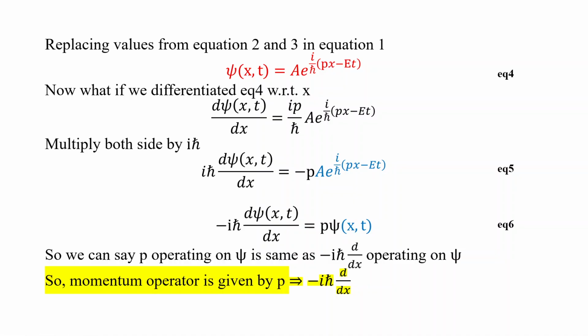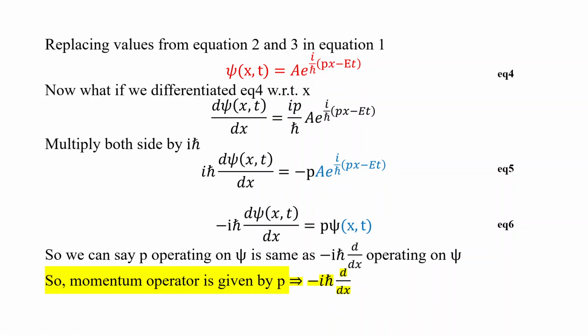Now comparing both sides, we can say that p operating on psi is the same as minus i h cross d/dx operating on psi. So the momentum operator is given by p = minus i h cross d/dx. This is the first operator in quantum mechanics.